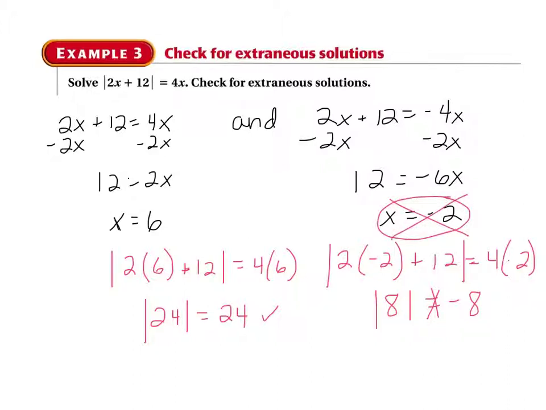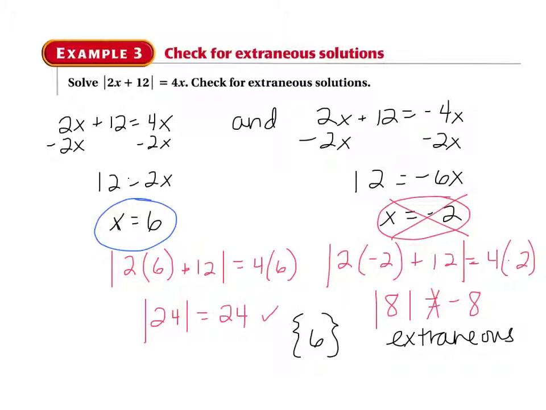And the only correct solution in this circumstance is x equals 6. So the only solution for this problem is the 6. And the other one is what we call an extraneous solution. Extraneous. Okay, it says it right up here. Look at that, extraneous. So negative 2 doesn't work, 6 does. All right, so that's not too difficult. Let's move forward.